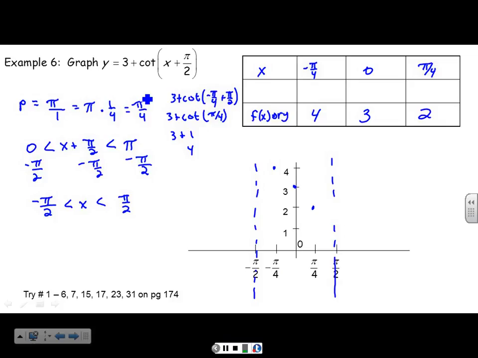So we've taken our base cotangent function and we've shifted it up 3, but we've shifted it to the left pi over 2. So remember, normally our cotangent is going to go from 0 to pi, but we have shifted it to the left pi over 2. And so it's going to go like this.